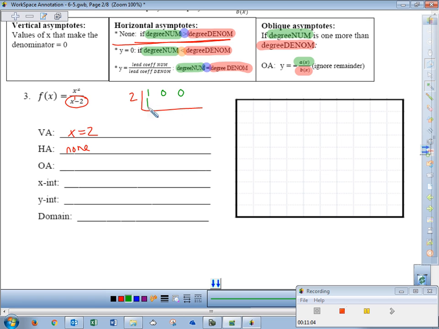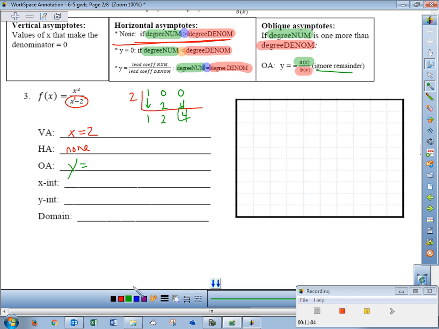Now let's synthetically divide. 1 comes down. That'd be a 2. 2 comes down. That'd give you a 4. And you'd get remainder 4. The remainder means nothing to us, right? It even tells you right here, please ignore the remainder. Who cares what you get? The equation of your oblique asymptote will be y equals.